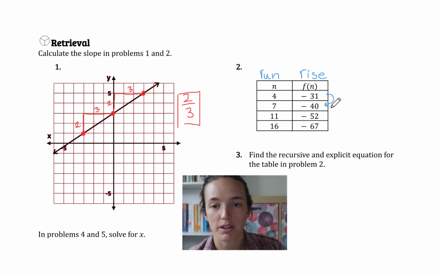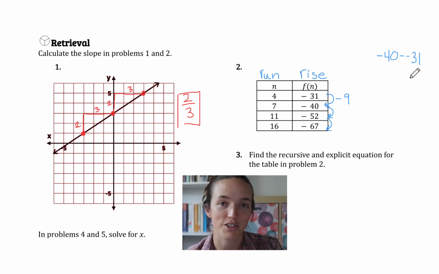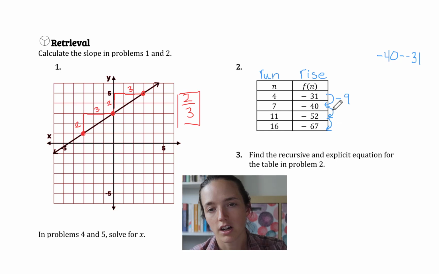To go from point to point, we're just going to think about how much we're increasing or decreasing by. So to get from -31 to -40, it's going down 9. And if you can't do that in your head, just type in -40 minus -31. That works too. Okay, -40 to -52. It's not -9, it's -12. -40 minus 12 would get us to -52.